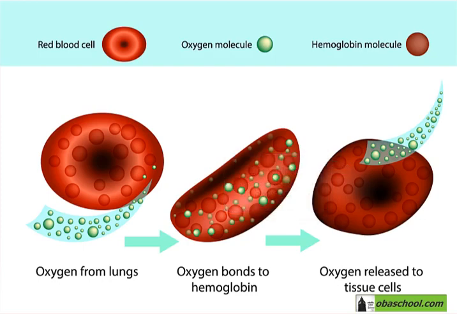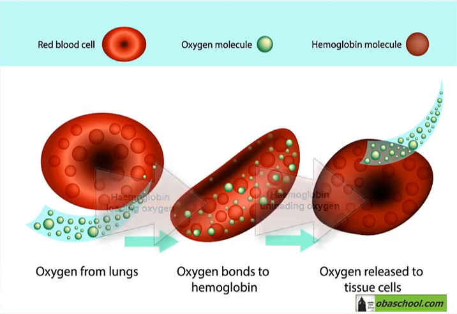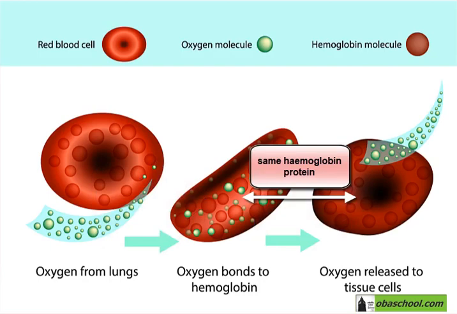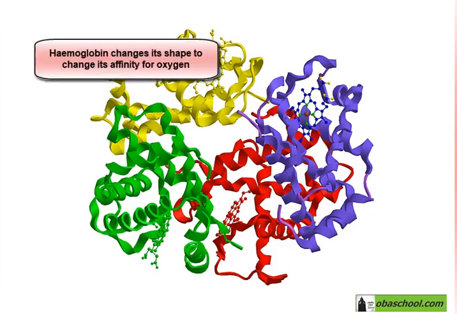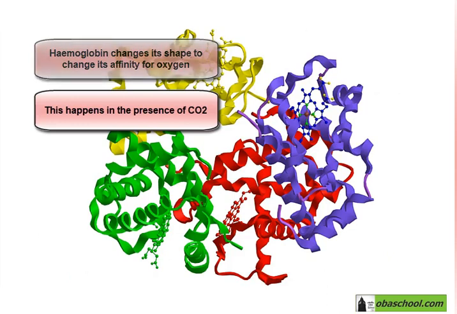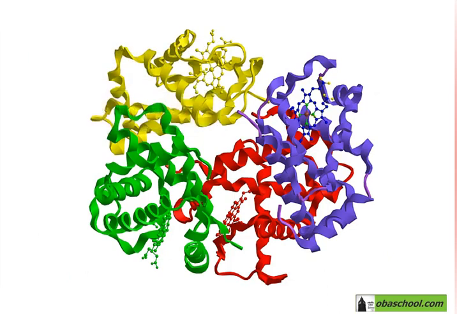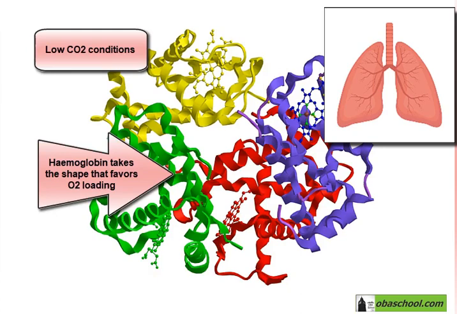And because this same hemoglobin is going to have to unload oxygen quickly at the tissues but load oxygen quickly at the lungs, hemoglobin has a property where it can change its affinity for oxygen under different conditions. It does this by changing its shape in the presence of certain substances like carbon dioxide. So when carbon dioxide is not present, which means we are at the level of the lungs, the shape of hemoglobin is going to be more towards loading oxygen.